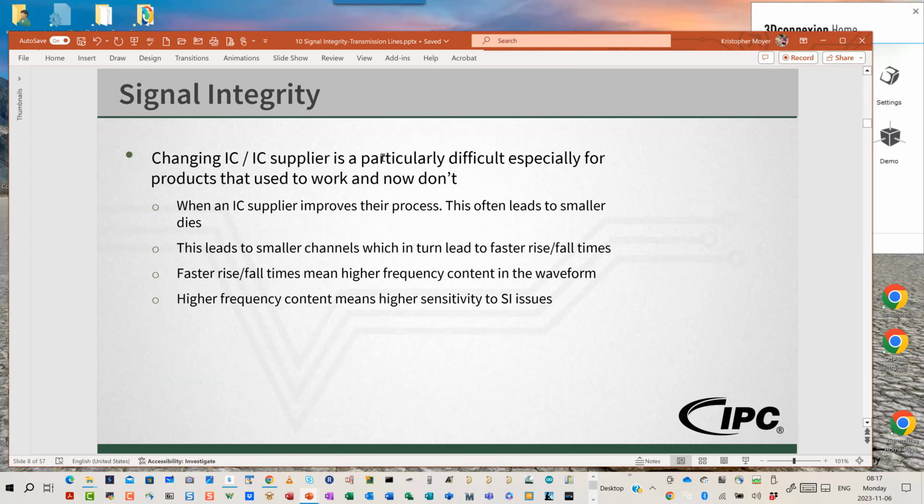The changing ICs or IC suppliers is particularly difficult, especially for products that used to work and now don't. This is actually something I'm teaching my students at university right now. I've taken on teaching a class, an introductory class in silicon design. When an IC supplier improves their process, this often leads to smaller die. Die is the term for the piece of silicon inside the IC chip that actually has the circuitry on it. So we call those dies and so on.